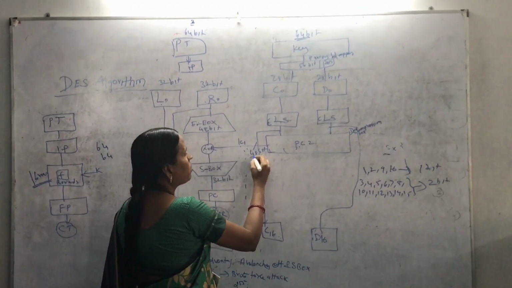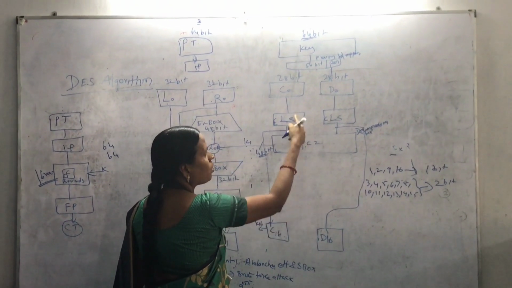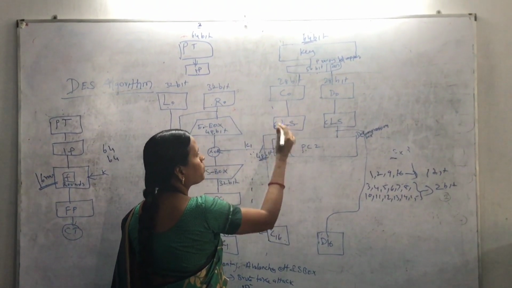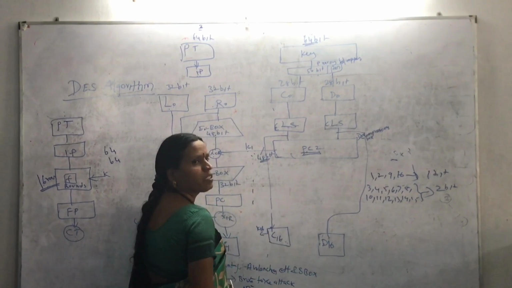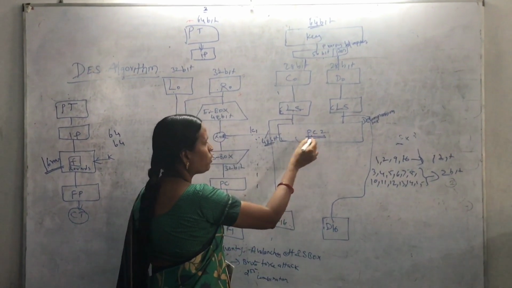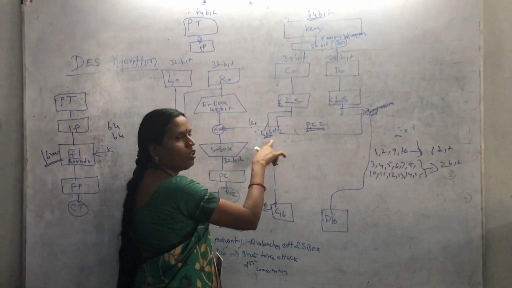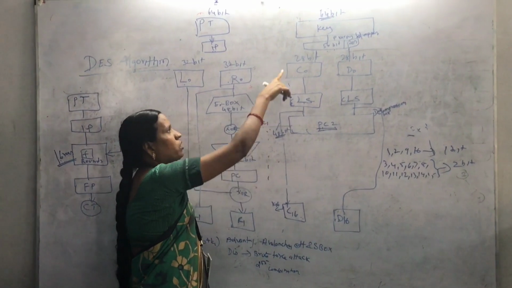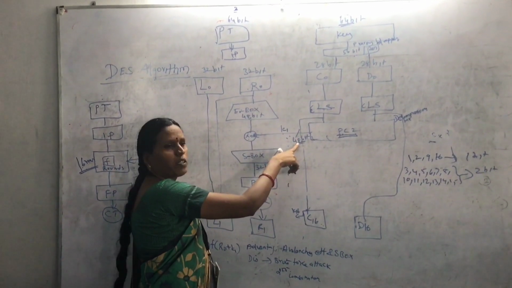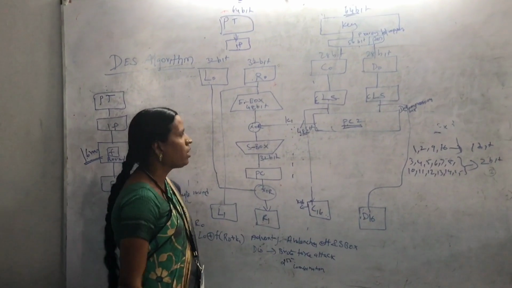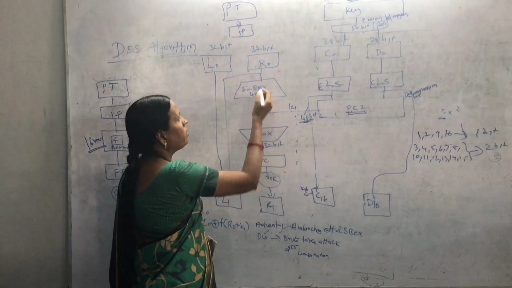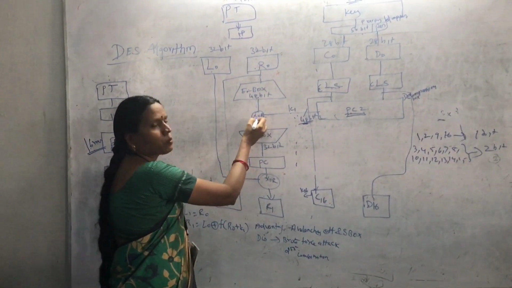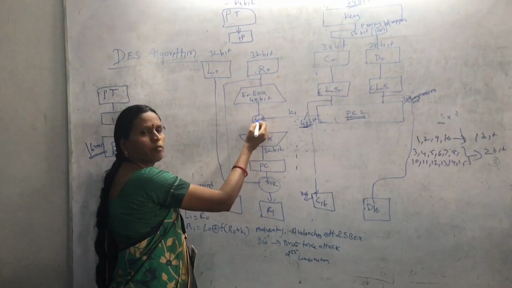After getting the keys K1, K2, K3 for each round, we apply PC2, that is permutation 2, and the 56 bits are reduced to 48 bits. This 48-bit key will be XORed with the expansion of the plain text R0.